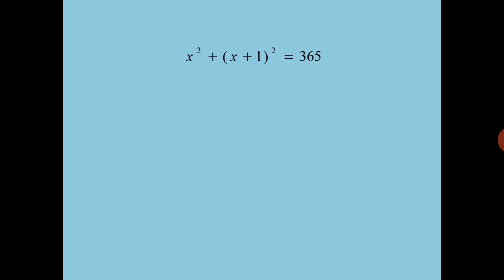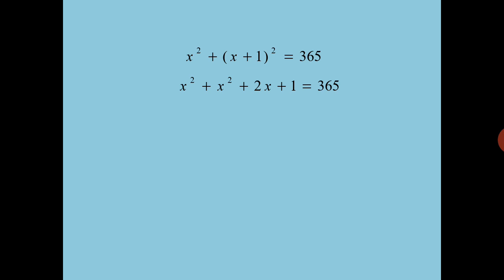Sum of the squares. So the two numbers were x, so we have taken x square, and the other was x plus 1, so we have taken its square. We have written it as x square plus x plus 1 whole square equal to 365. Now the left hand side is to be solved. X square remains as it is. Then you have the bracket a plus b whole square, so you have to use the identity. So this is how the expansion is.